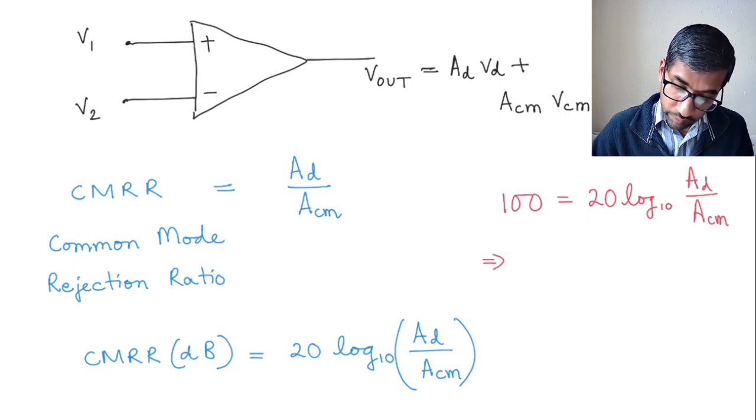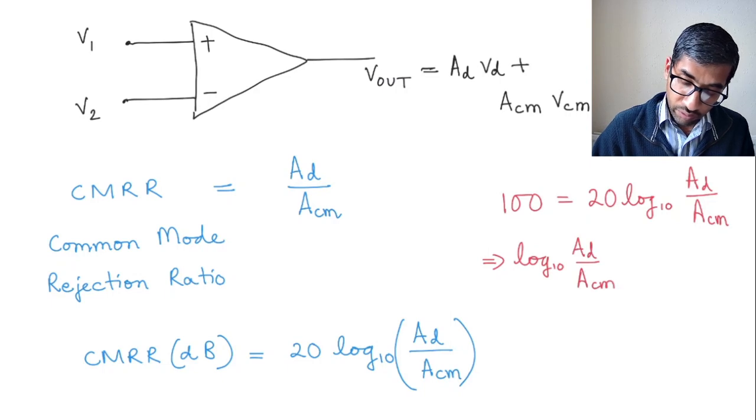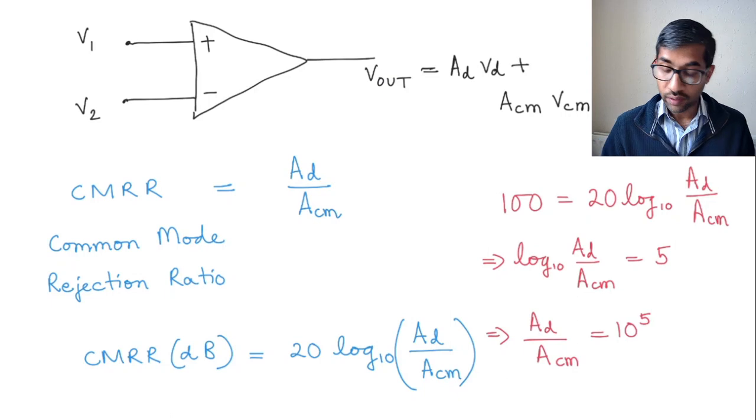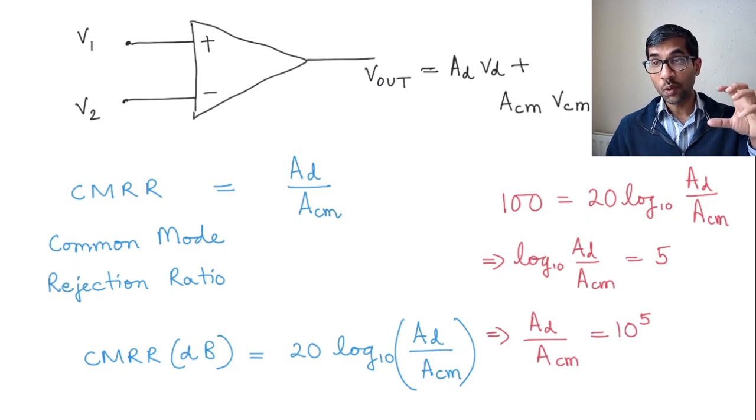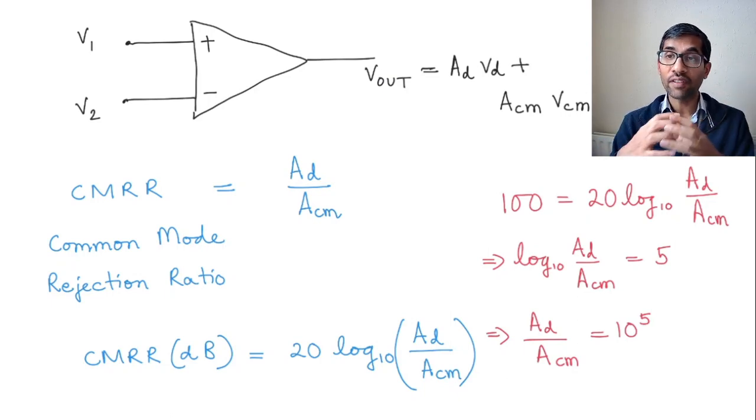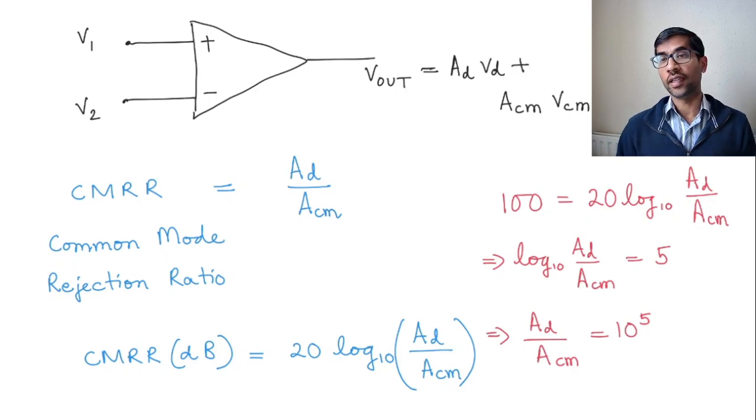And this implies that log 10 of AD over ACM equals 5. This means that AD over ACM equals 10 to the power 5. And that's quite a lot, right? So the common mode gain is 10 to the power 5 times less than the differential gain. So basically, we are very close to the ideal op amp. So hopefully that makes sense.